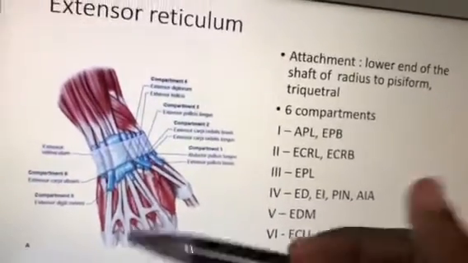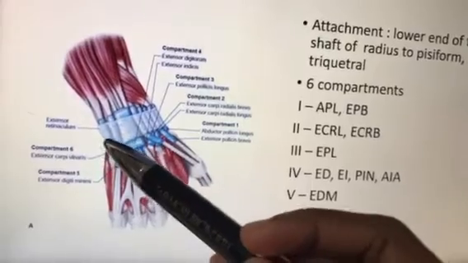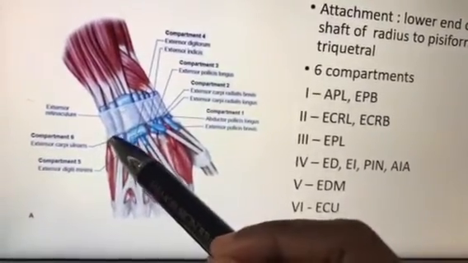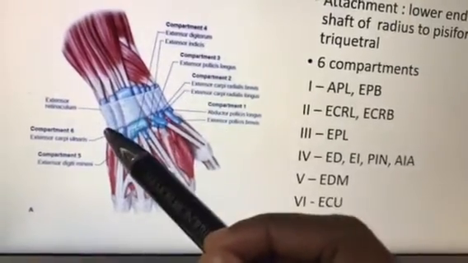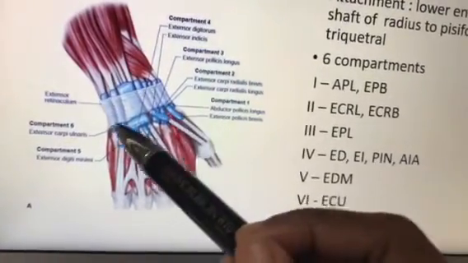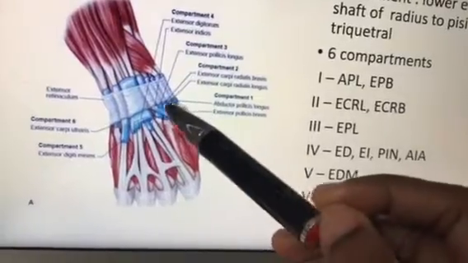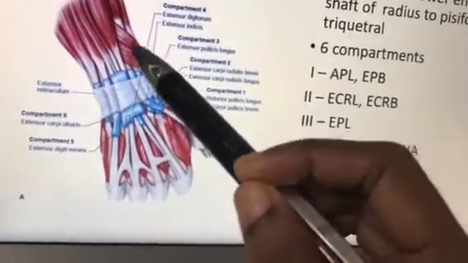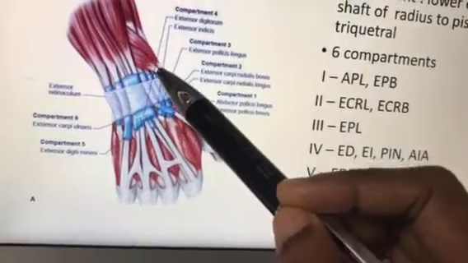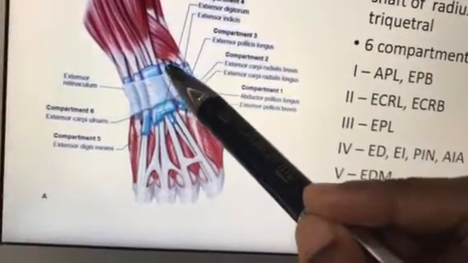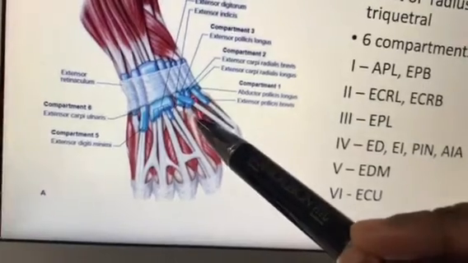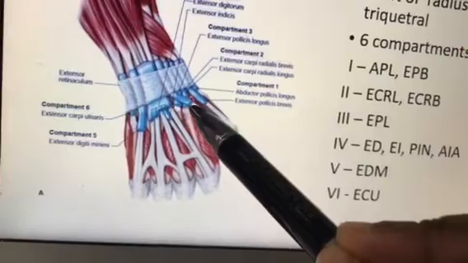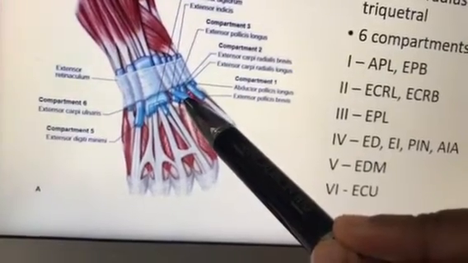And then the extensor retinaculum. Its attachment is the lower part of the dorsal aspect of the radius, and to this side, the medial side, the pisiform. So this is the attachment for the extensor retinaculum, and here there are 6 compartments. Compartment number 1, the outcropping muscles, abductor pollicis longus and extensor pollicis brevis. Number 2, the long tendons, extensor carpi radialis longus and brevis. Number 3, again the thumb, the tendon going to the thumb is extensor pollicis longus.